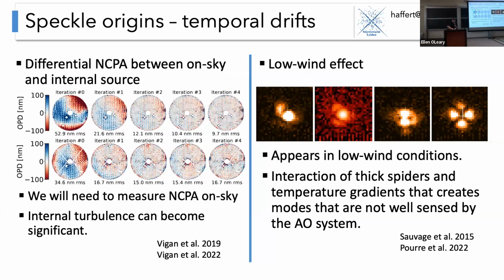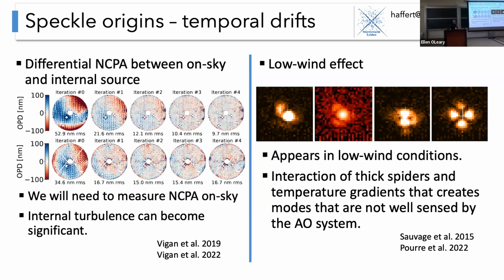So are there more speckle origins? Here I'm just going through a history of speckles. So we have differential NCPA between on-sky and internal source. I told you before that the quasi-static speckles are created inside the instrument. Well, they change when you calibrate them off-sky and on-sky. So if you do your daytime calibration and think, I've made a perfect system, and you go on-sky, then suddenly there are aberrations that start to appear.